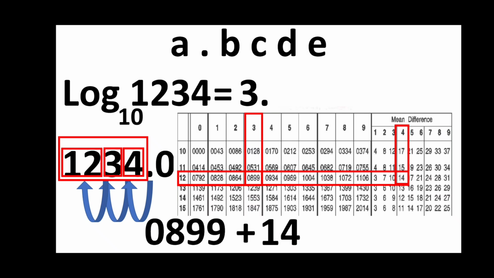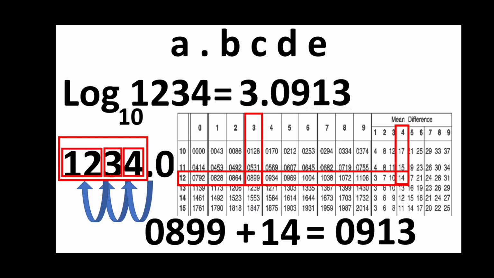Add this number to the previous 4-digit number, which equals 0913. Remember to write it in 4 digits. Do not write it as 913. Now 0913 is our mantissa. Thus, the answer for log of 1234 with the base 10 is 3.0913. Let us go for the next example.